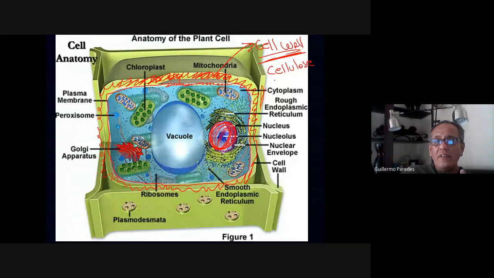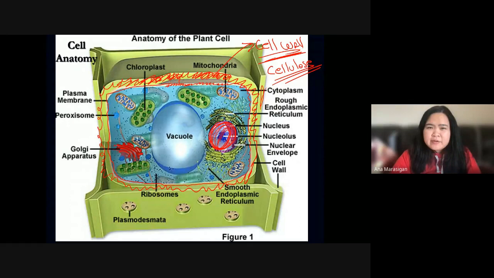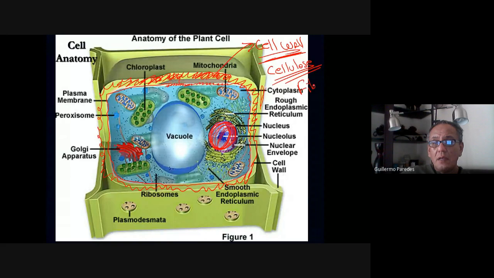What is cellulose? Somebody can tell me. Dietary fiber. Exactly. The cellulose is what we call the fiber. The dietary fiber, as you said very well.